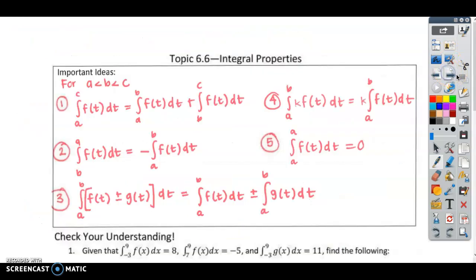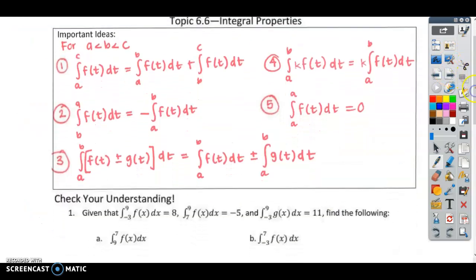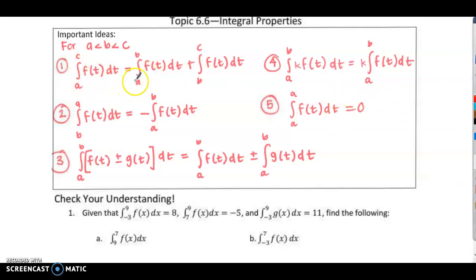273.76 calories. So go ahead and pause the video here and write down your integral properties, your integral rules. You see them there for different scenarios. We've got the integral from a to c is equal to the integral from a to b plus the integral from b to c. We've got the integral from b to a, excuse me, is the same as the negation, the opposite of the integral from a to b.